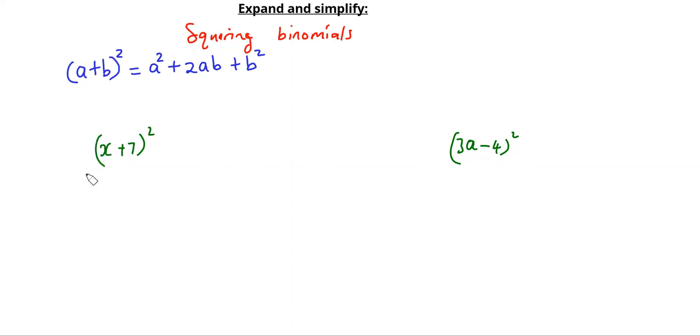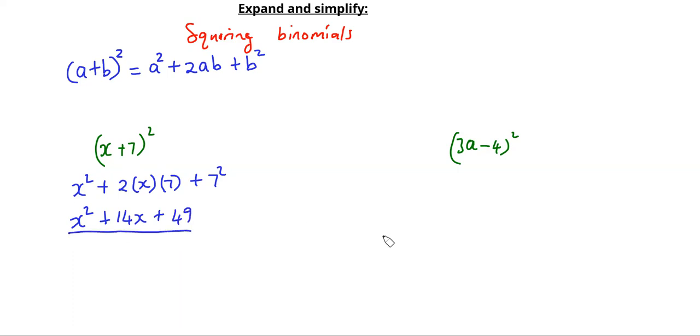So in this case, we have x plus 7 squared. We take the first term, square it, then plus 2. What is our a? It's x. What is our b? It's 7. Then plus 7 squared. So it is going to be x squared plus 2 times 7, which is 14x, plus 49. Okay, this becomes our final answer.